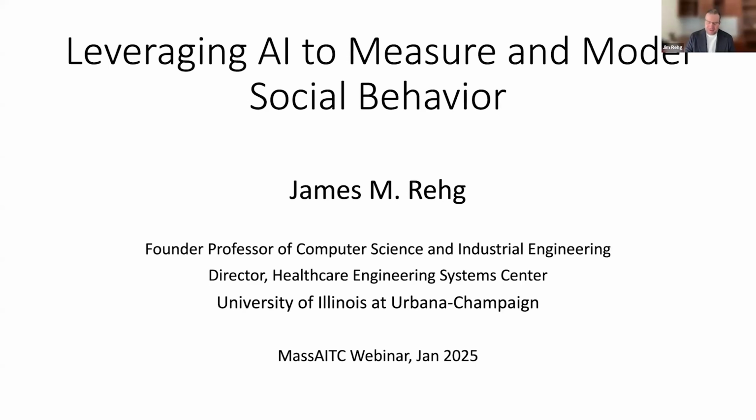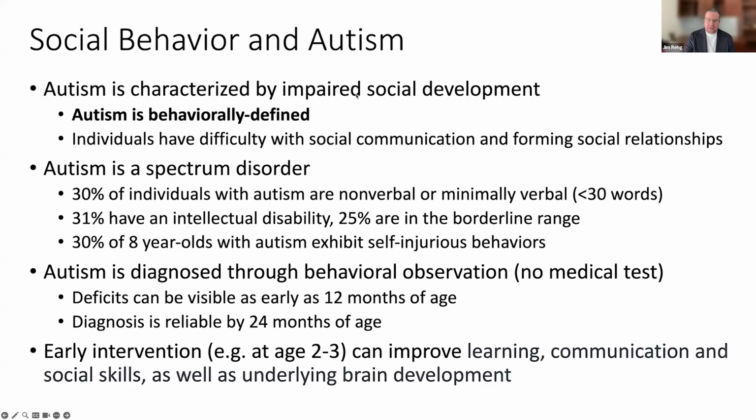Thank you, Ben. It's a great pleasure to be with you all today to talk about some work my lab is doing in understanding social behavior from the perspective of AI and sensing. A lot of our work is motivated by an interest in autism, which is a behaviorally defined condition that results in impairments in social interaction and social development. You can see some of the statistics about autism here. It's probably familiar to many of you.